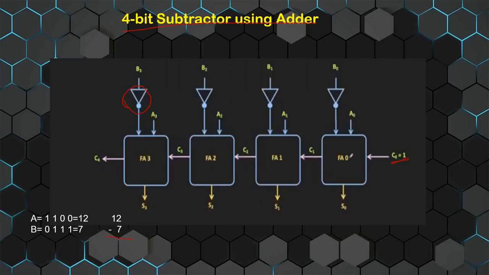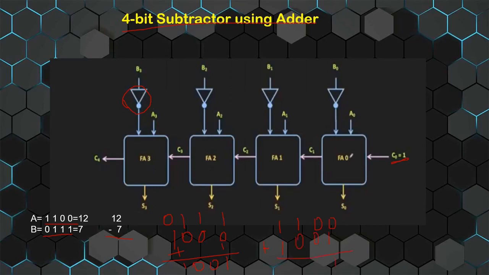First let us solve it manually. For 12 the binary representation is 1100. For 7 it is 0111. The complement of 0111 is 1000. Add 1 to it, so it will become 1001. Add it with the binary representation of 12: 1100 plus 1001.